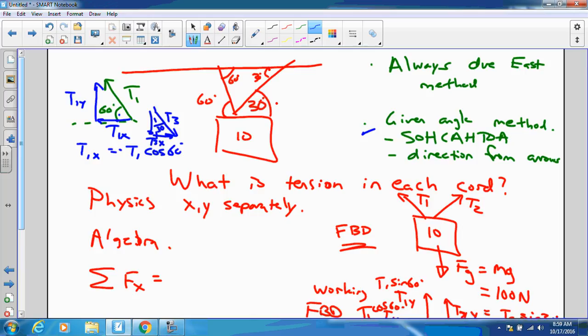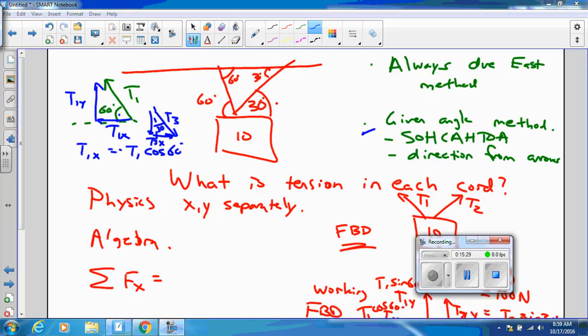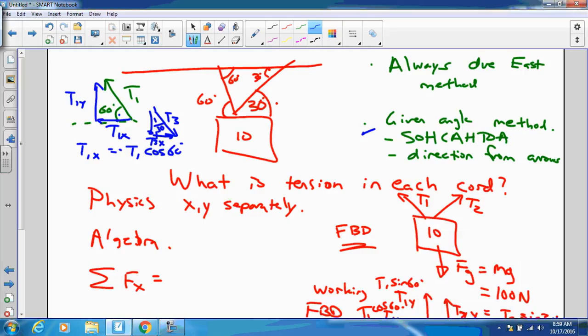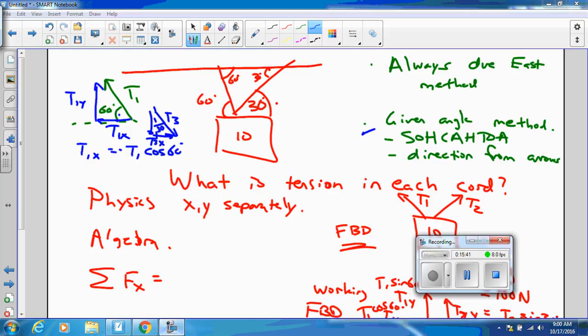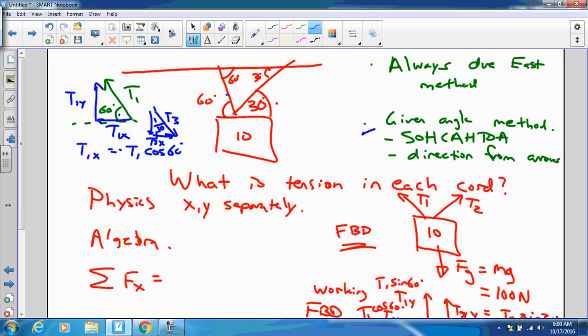Good old E59 now. Please disregard that. Okay. So now, the always due east method is what you have in mind, and actually mathematically, I prefer that. Teachers, please disregard that. Okay.